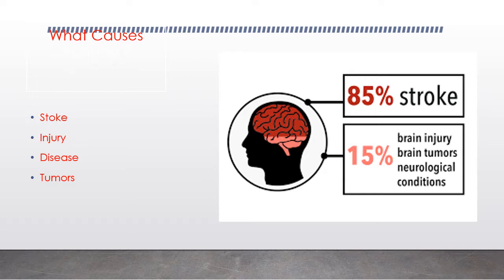The other remaining 15% of aphasia is brought on by brain injury, brain tumors, neurological diseases and conditions and things of that nature. But all of these things share one thing in common. They impact and disrupt the language portion of the brain, which is the left hemisphere. And that particular damage in the brain is what causes the aphasia. So no matter what the overall cause, be it stroke, injury, tumor, or disease, they all work to bring about the aphasia.